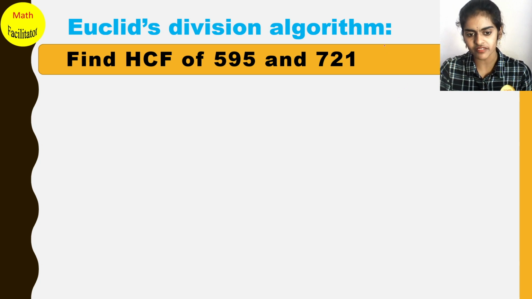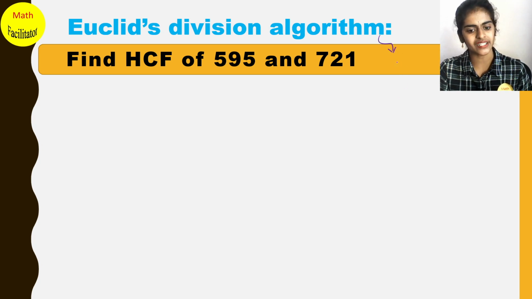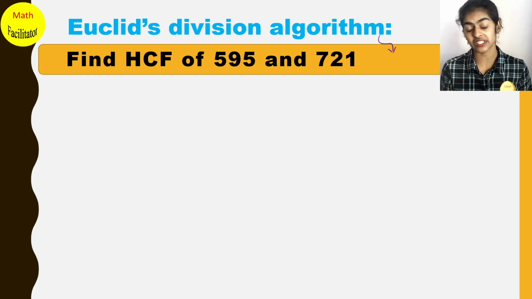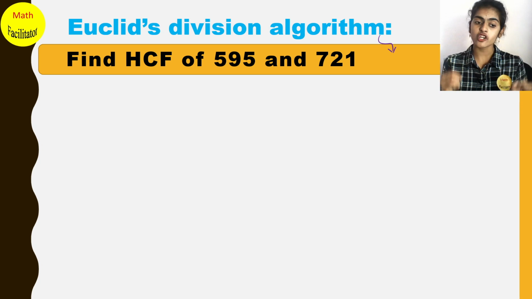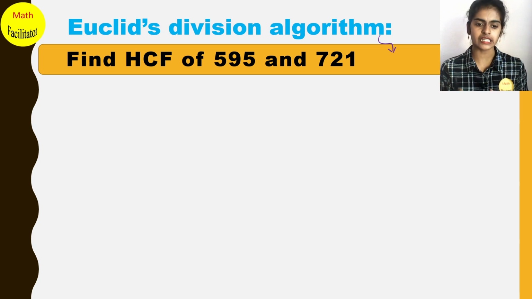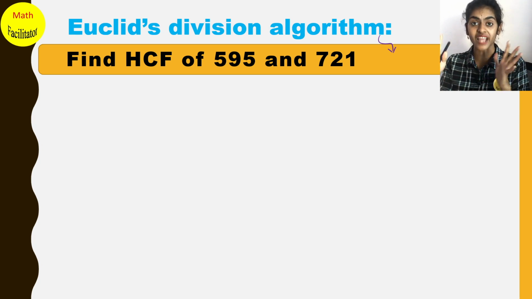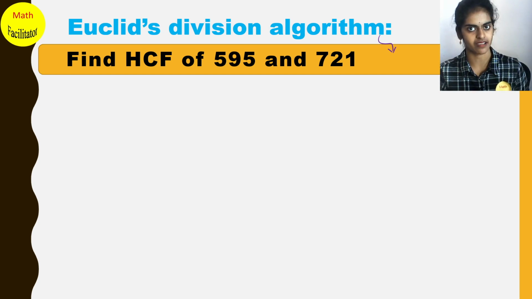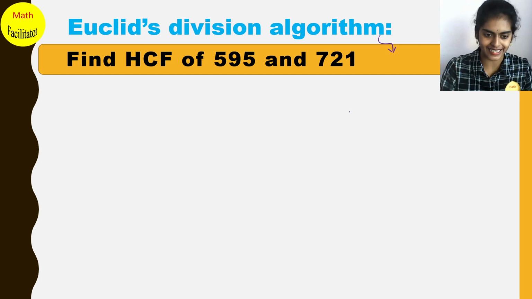Now what is the meaning of algorithm? An algorithm is nothing but a series of steps, or I can say a sequence of steps. So if you use Euclid's division lemma sequentially, in the form of an algorithm, in sequential order, you are going to get your HCF. So let's find how we are going to get this.